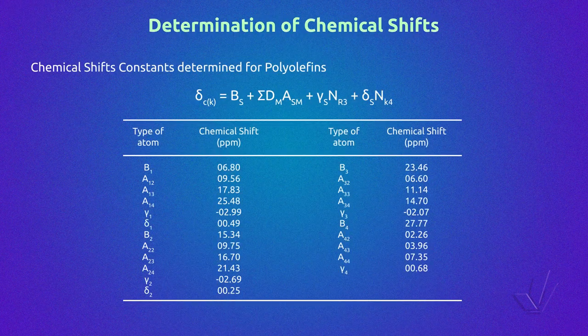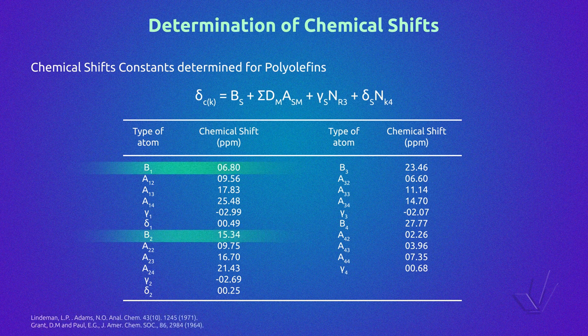This table shows the constants B1 for a primary carbon, B2 for a secondary carbon, B3 for a tertiary, and B4 for a quaternary. Then there are constants called A for the influence of the alpha carbons from the carbon whose chemical shift we want to determine. The influence of those alpha carbons is different depending on the type of carbon. The beta carbons are not in the table because their influence on the chemical shift is already included in the parameters calculated by Lindeman and Adams. Then there are constants for the gamma and delta carbons, different depending on the type of the studied carbon. But let's see examples of the use of this table.